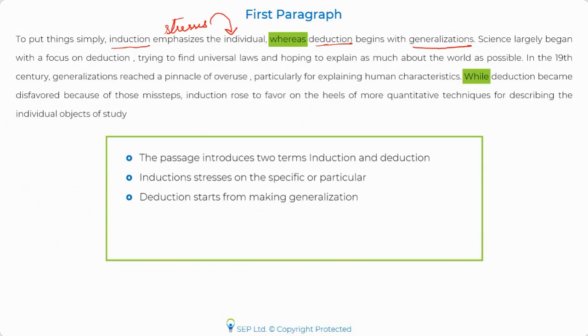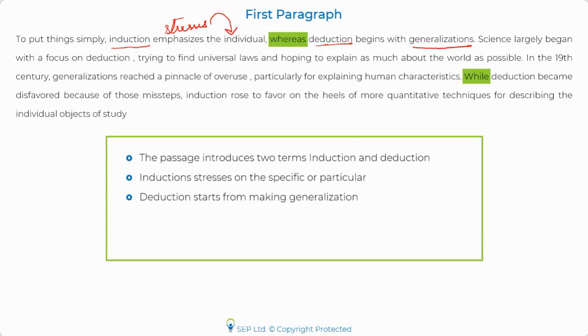So right at the offset, the author is talking about two terms, contrasting the two terms, and then he's talking about how focus was on one term at the beginning of science. So science largely began with a focus on deduction. Deduction means this generalization, trying to find universal laws. Science tried to find universal laws, and for that it focused on deduction, hoping to explain as much about the world as possible. So science was all about generalization at the beginning.